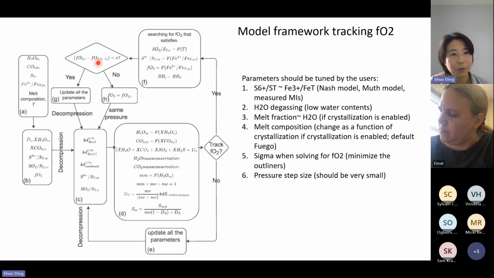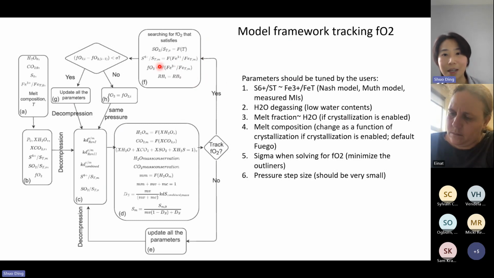If you enable tracking the FO2, this would take a little bit longer, but not significantly longer. Sometimes there will be excursions when finding the common FO2, and there are a few parameters you could adjust to minimize that kind of excursion.